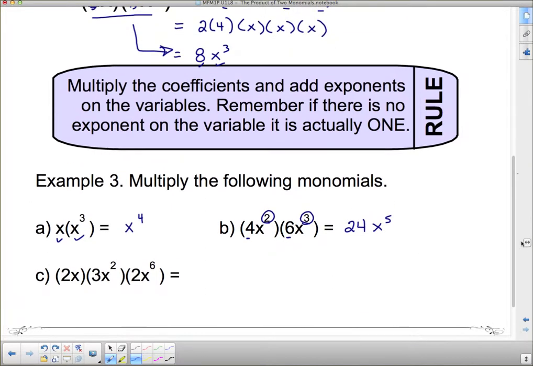Now I've got 3 things being multiplied together, but that shouldn't bother me. It's exactly the same. I'm going to choose to multiply the coefficients first. So I need 2 times 3 is 6, and then times 2 is 12. So I get 12 for my coefficient. And what do I have for x's? I've got 1 in this bracket, 2 in this bracket, so that's 3, and 6 in this bracket, so that's x to the ninth.